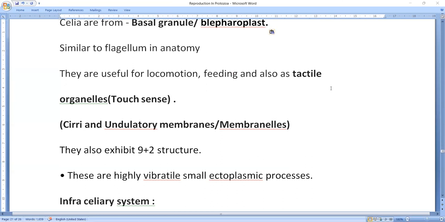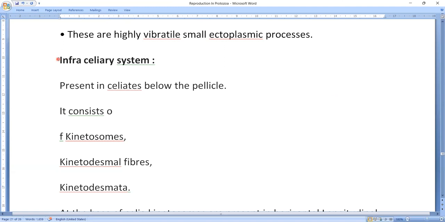So regarding the cilia, there is a system called the infraciliary system. We didn't get time to get the diagram, so I'll explain. You can understand easily. The infraciliary system is present in ciliates below the pellicle. It connects all the cilia below the pellicle, and that system is called the infraciliary system.